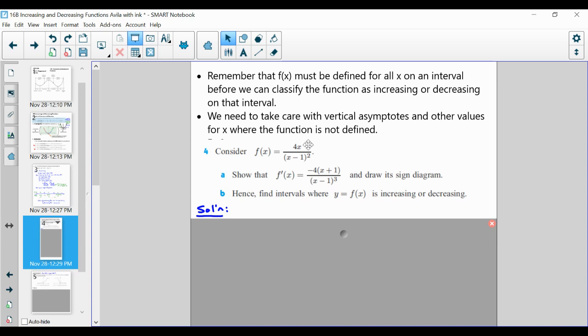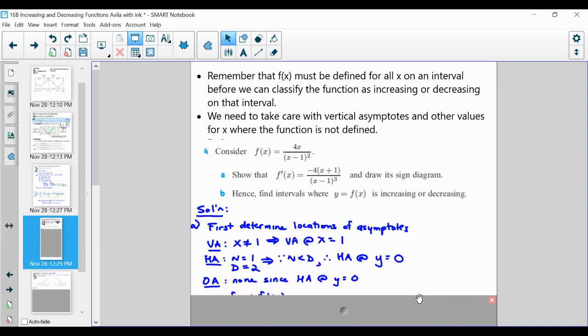is not defined. So here we have a rational function, and we first have to figure out what the derivative is and draw the sign diagram, and then figure out where the function's increasing or decreasing. Before we can do anything, when we see a rational function, we have to realize that it is not defined anywhere where the denominator is equal to 0. In this case, the denominator would be equal to 0 when x equals 1. So our first job is to think about all of my asymptotes.